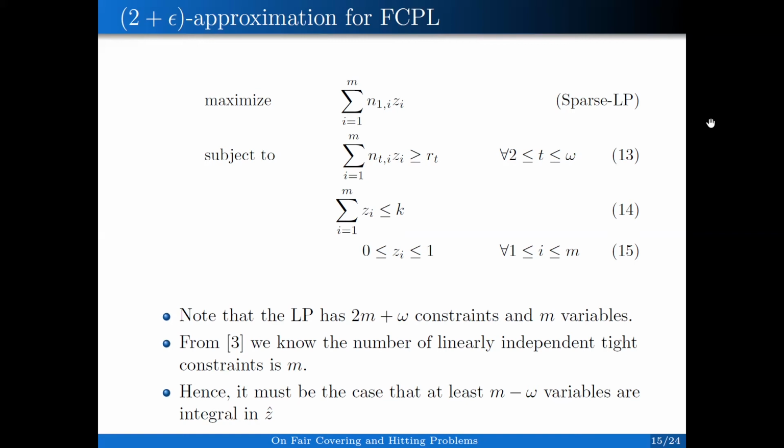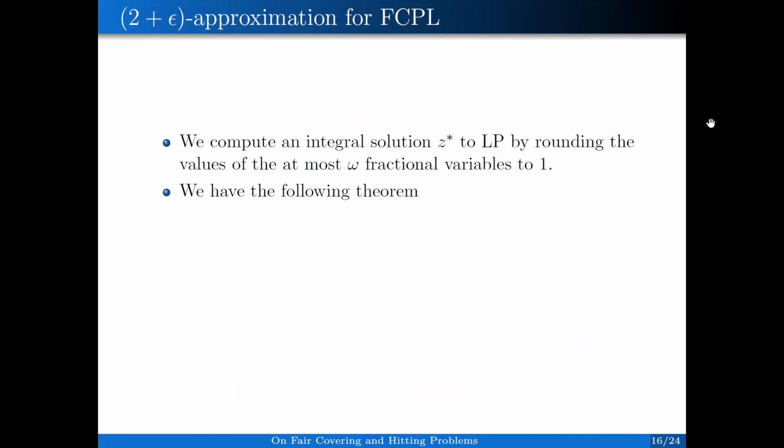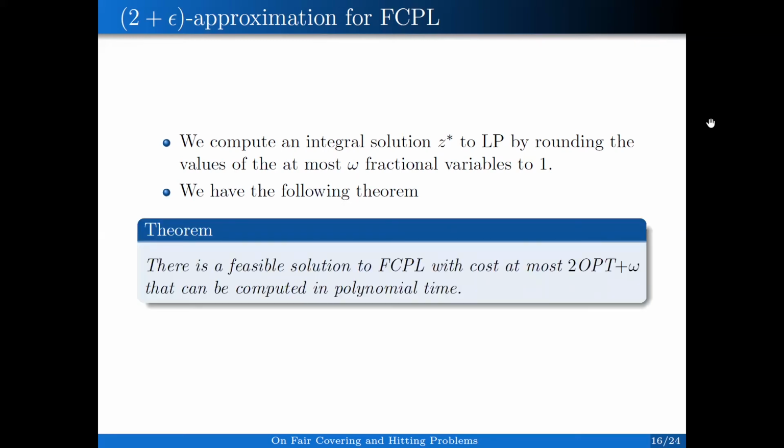because of the property that the number of linearly independent tight constraints in any extreme point solution is equal to the number of variables. And now, as we have only omega fractional variables, we can round all of them to 1 by increasing the cost by at most omega. And that's why we obtain an additive approximation where the cost is at most 2 plus omega.